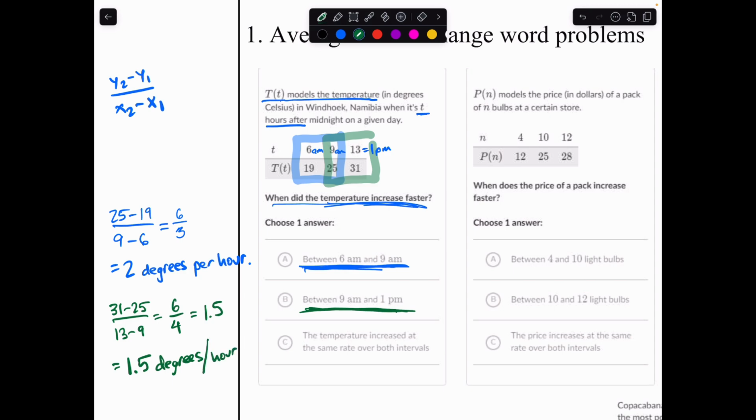So of the two, we know that 2 is bigger than 1.5. So the temperature increased faster between 6 a.m. and 9 a.m.